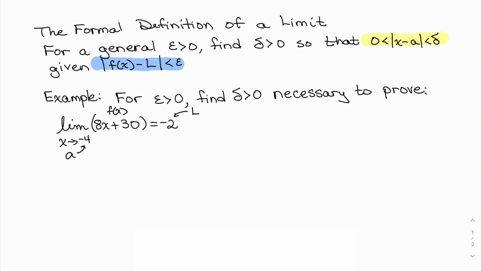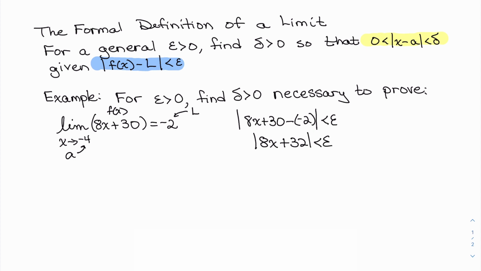So when we start with the blue highlighted, we have the absolute value of f of x, which is 8x plus 30, minus, from the blue highlighted part, our L is -2, so we're going to have minus -2. Close our absolute value and have that less than epsilon. Now simplifying what's inside the absolute value, we have the absolute value of 8x, and then 30 minus -2 is 30 plus 2, or plus 32, is less than epsilon.